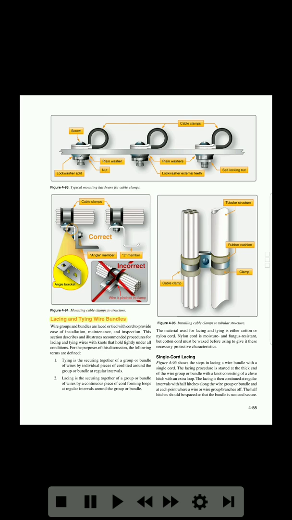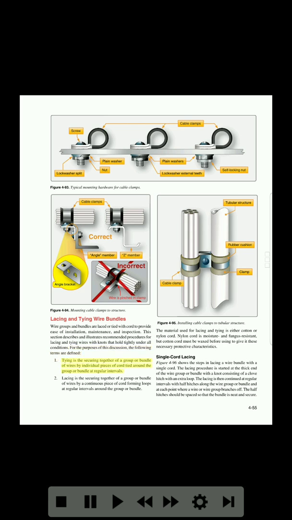Lacing and tying wire bundles. Wire groups and bundles are laced or tied with cord to provide ease of installation, maintenance, and inspection. This section describes and illustrates recommended procedures for lacing and tying wires with knots that hold tightly under all conditions. For the purposes of this discussion, the following terms are defined.